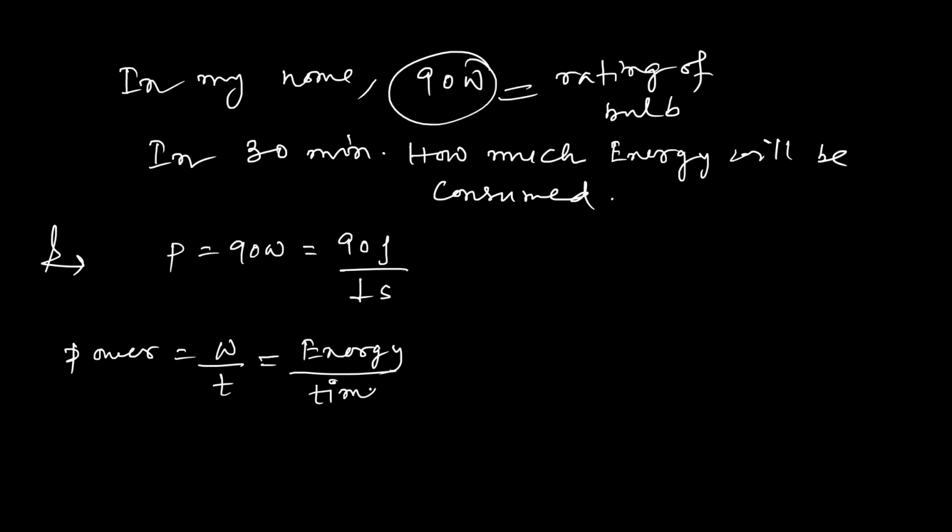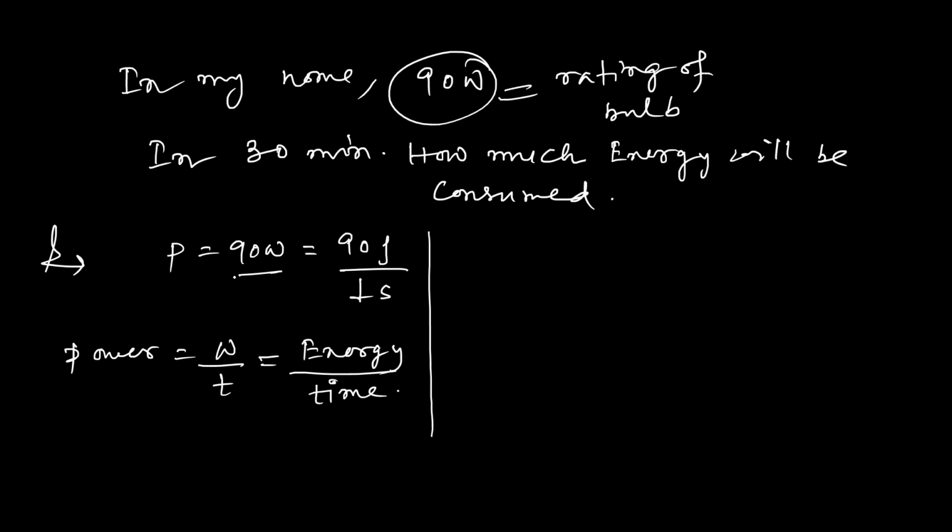So power has two formulas. The first one is work done by time, and the second one is energy by time. In this case, what you have to find out is how much energy will be consumed by that bulb in 30 minutes. So in this question, how to solve that?